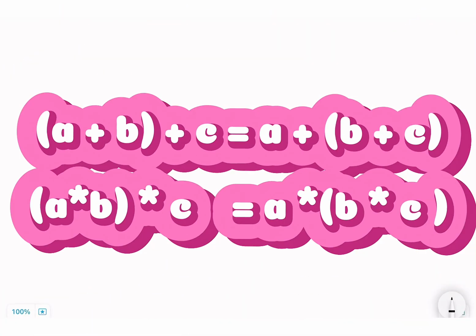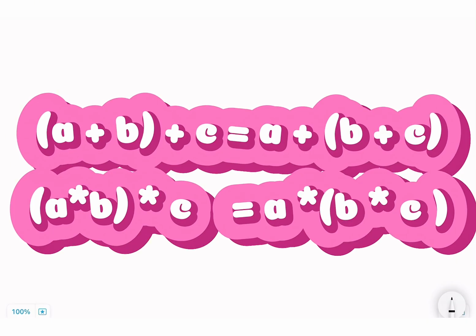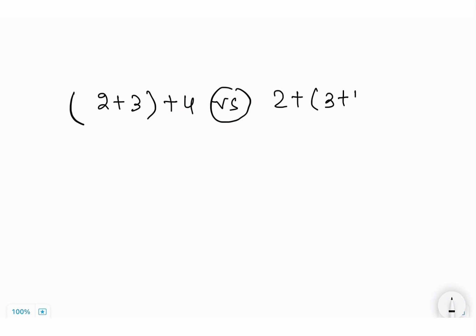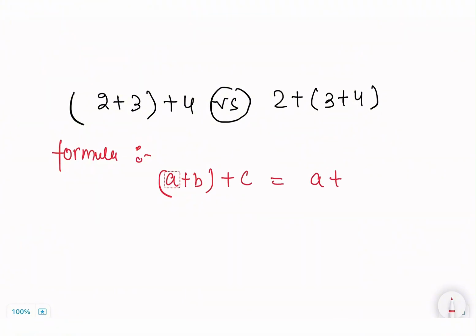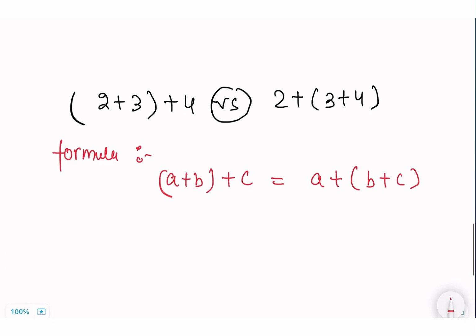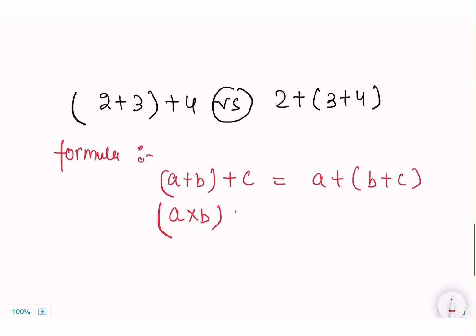Now let's learn about the associative property. The associative property is all about grouping, whether you add or you multiply, the first two numbers or the last two numbers. I'll show you with an example. Suppose (2 plus 3) plus 4 versus 2 plus (3 plus 4). Now let's see how to use this with the formula. (A plus B) plus C is equal to A plus (B plus C). It's the same applied with multiplication also. (A times B) times C is equal to A times (B times C).